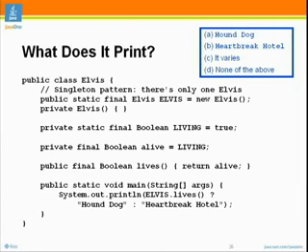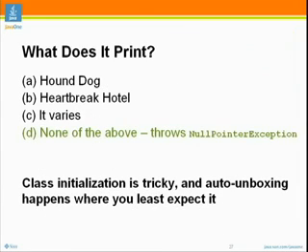Fine. OK. The correct answer is D, none of the above. It always throws a null pointer exception. And I apologize that I didn't give you an opportunity to vote. So as for the intuition, class initialization is a tricky business, and auto-unboxing happens when you least expect it. So let's take another look at this one. How did null get in there? It's a very good question.